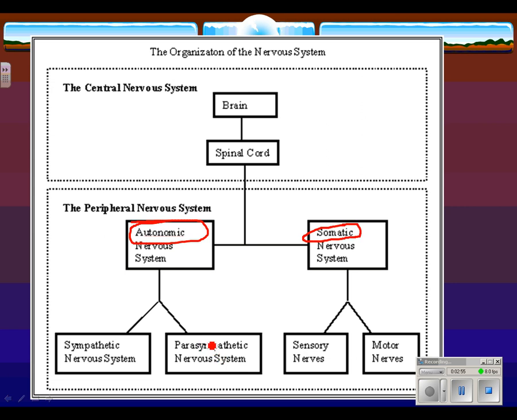The autonomic nervous system is what our next slide's about. We'll talk about that separately from the somatic nervous system. So we have central, brain and spinal cord, which kind of makes sense. It's kind of in the center of your body. The peripheral, which is the outside parts. Everything that's not in the brain or spinal cord is part of the peripheral nervous system.